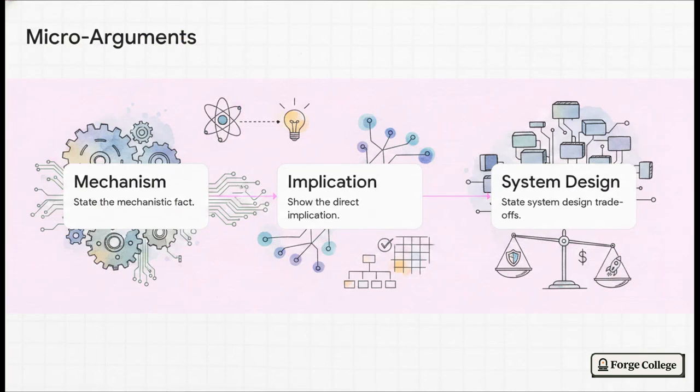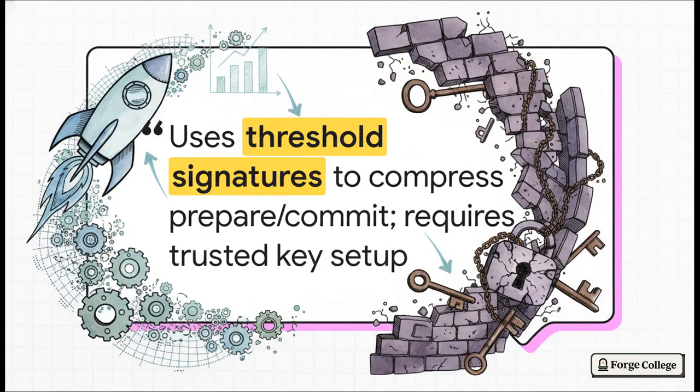As you start building out your capstone in this program, remember that every single cell needs what we like to call a micro-argument. You can't just list a raw fact and walk away. You've got to connect the machinery to the real-world outcome. First, state the mechanism. Then, show how it actually impacts the rubric. And lastly, explain the system design trade-off. Here is a perfect example.